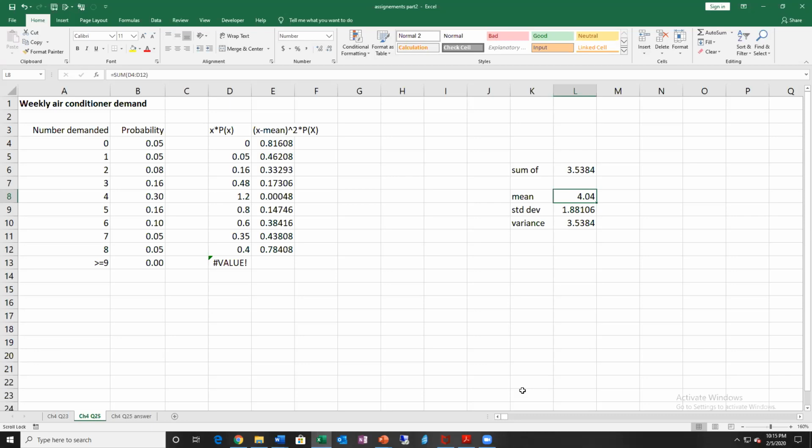Okay. So I think you did this right. Can you hover the mouse over D4, please? So explain to me what you did here. So basically, I did the number demanded times the probability. So the number demanded is 0. Probability of having 0 is 0.05. Correct. But it times it so it becomes 0, and then I did the rest this way.